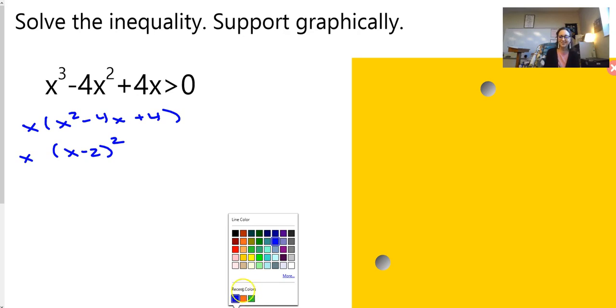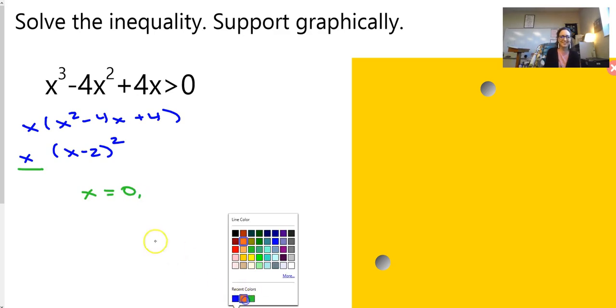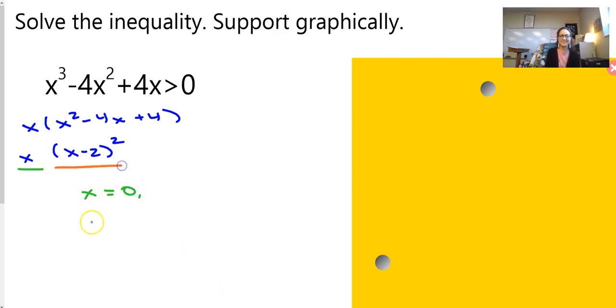Okay, now I can go ahead and list my zeros. So look at it factor by factor. Take a look at this factor first. When is this factor 0? When x is 0, right? Okay, now look at this factor. When is this factor 0? When x is positive 2, okay?